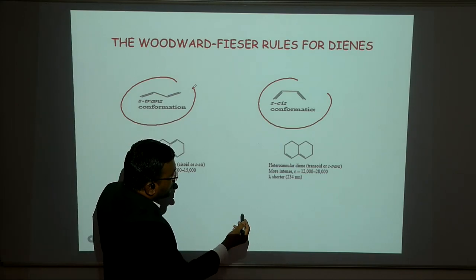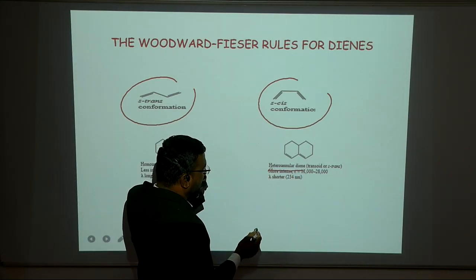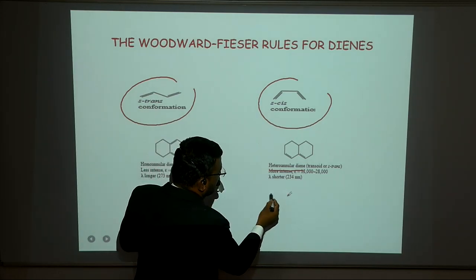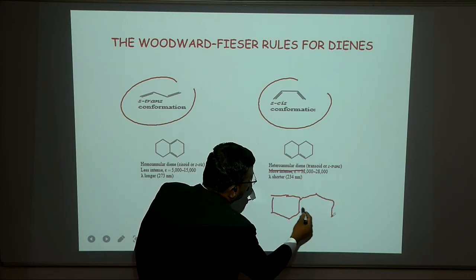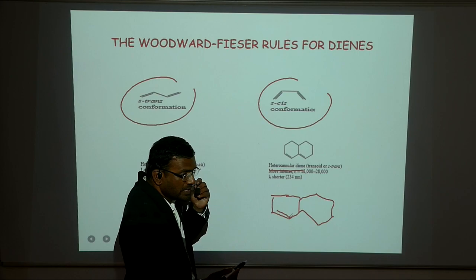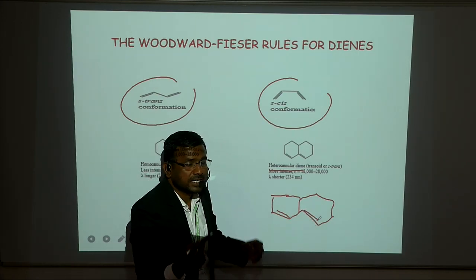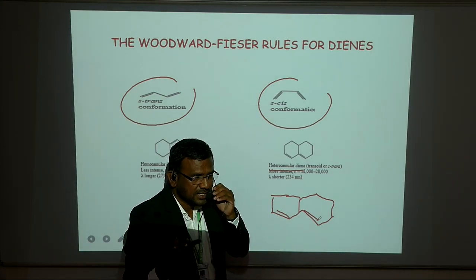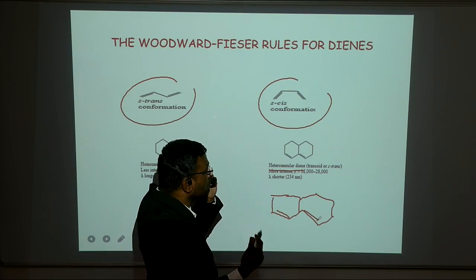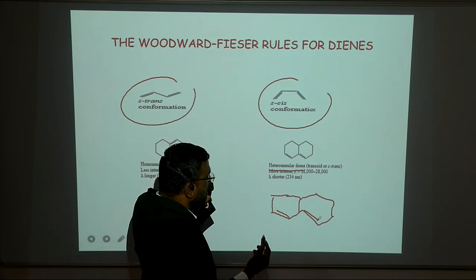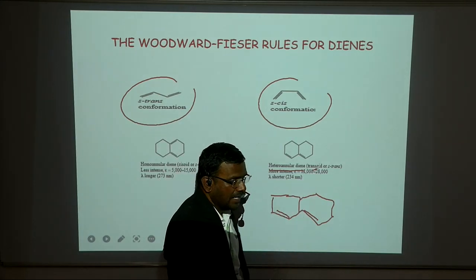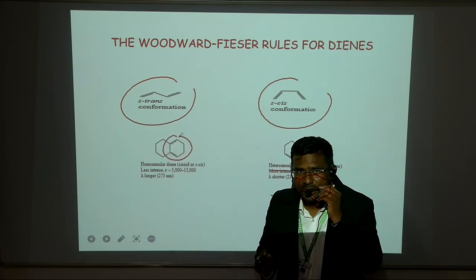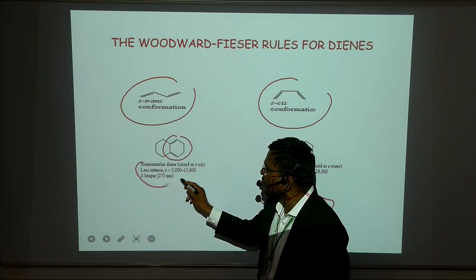Okay. Now this is the homoannular diene. Sorry, it is a heteroannular diene. Heteroannular means what? Look here. This is one 6-membered ring. This is another 6-membered ring. One double bond is present in one ring and another double bond is present in another ring. So such a system, when two double bonds are present in two different rings, is called a heteroannular diene. That is also called a transoid diene. And when two double bonds are present in the same ring, this is called a homoannular diene.